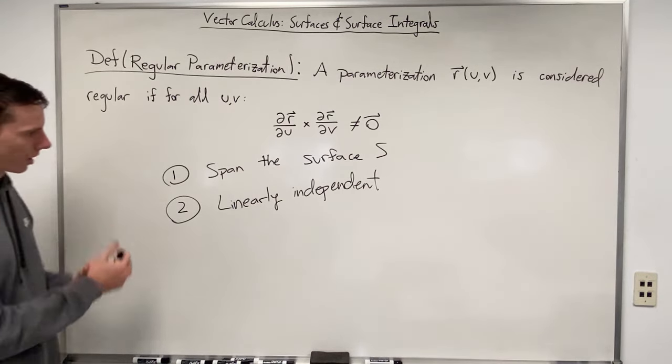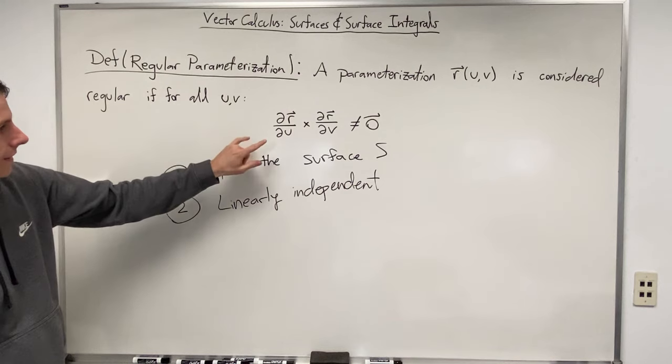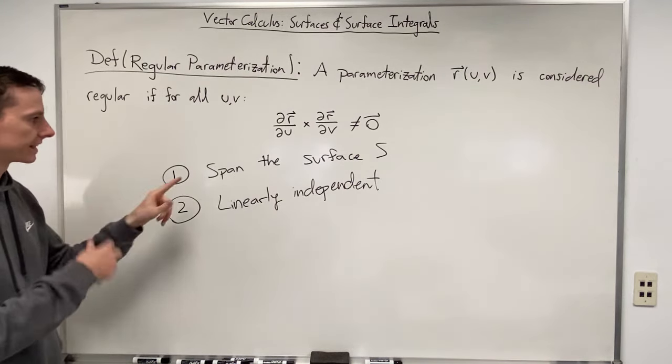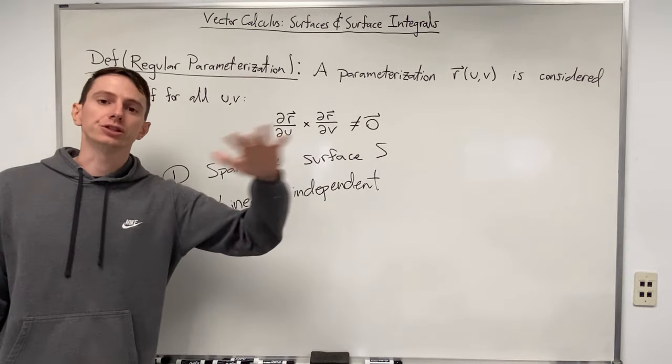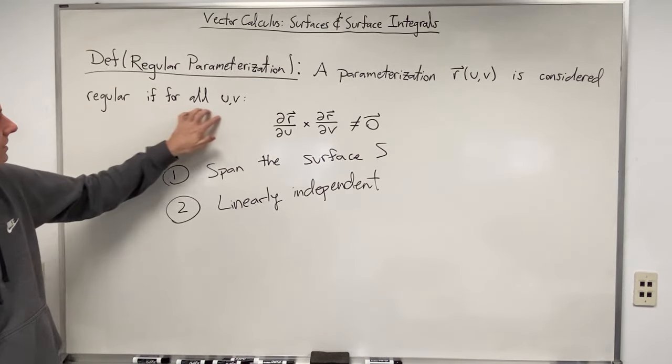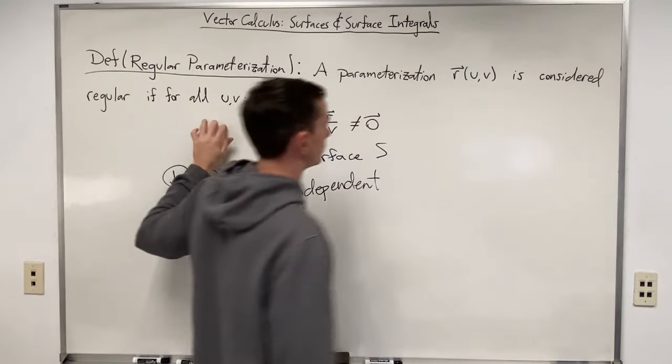So for the first property, we want to see that our vectors partial R partial U and partial R partial V span the entire embedded surface that we would like to integrate over. And this comes from this ending part of the definition. Maybe I'll stand over here.